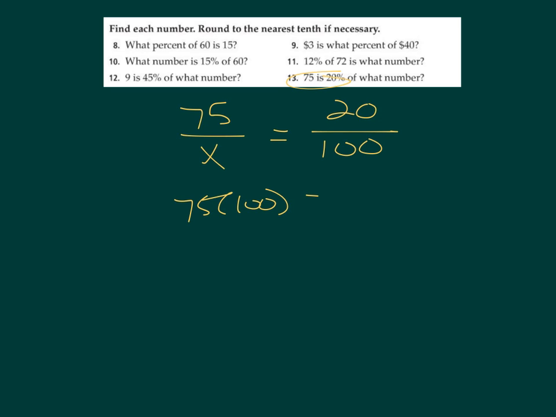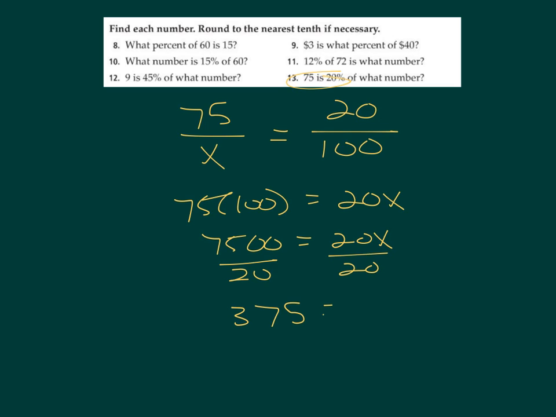I do my cross products. 75 times 100 is 7,500 equals 20x. I divide each side by 20, and I end up with 375 equals x.